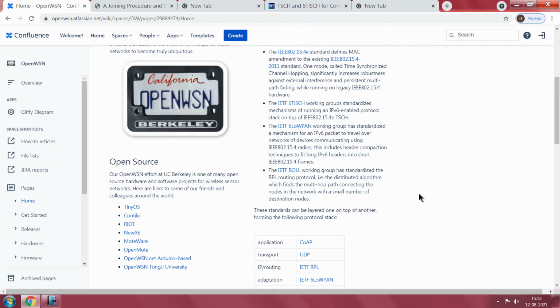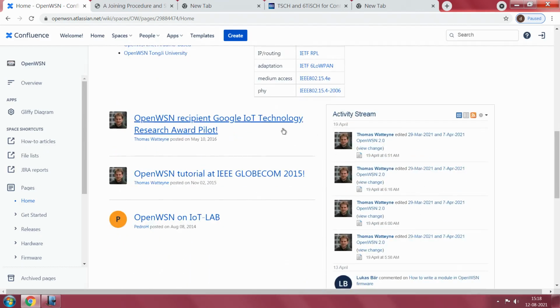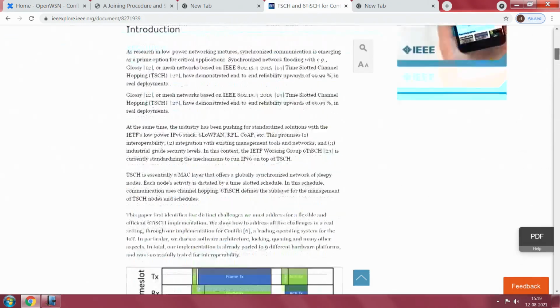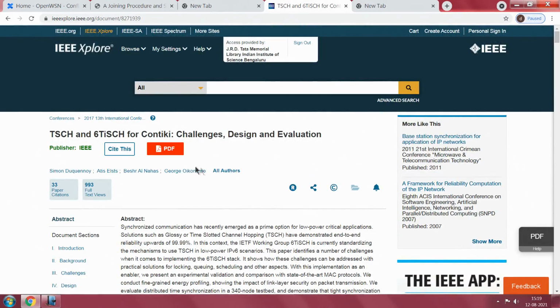And then there is a routing protocol called RPL, routing over lossy links. This RPL routing protocol is essentially a distributed algorithm which finds the multi-hop path connecting the nodes in the network with a small number of destination nodes. So do look up OpenWSN to get more information, but do not stop there. There is also the Contiki implementation of 6TiSCH, and I see that there is an IEEE paper called TSCH and 6TiSCH for Contiki: challenges, design and evaluation. Please see if you can download this paper and read it.